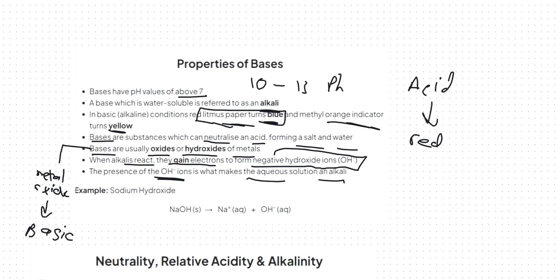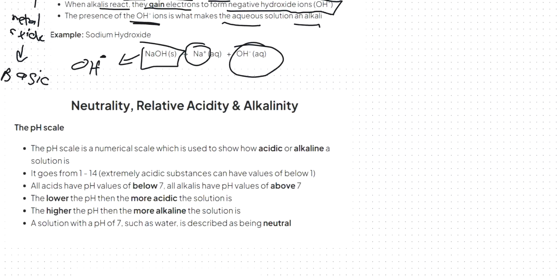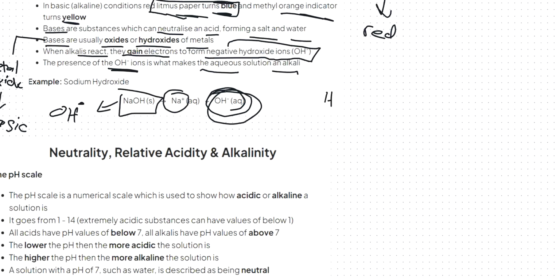So, for example, sodium hydroxide would dissociate into Na plus ions and hydroxide ions. The reason that sodium hydroxide is basic is because it has the OH minus ions when it dissolves in water. So yeah, the basicity is because of this OH minus ion. And similarly, the acidity is because of H plus ions. The more H plus ions you have, the more acidic the solution would become.